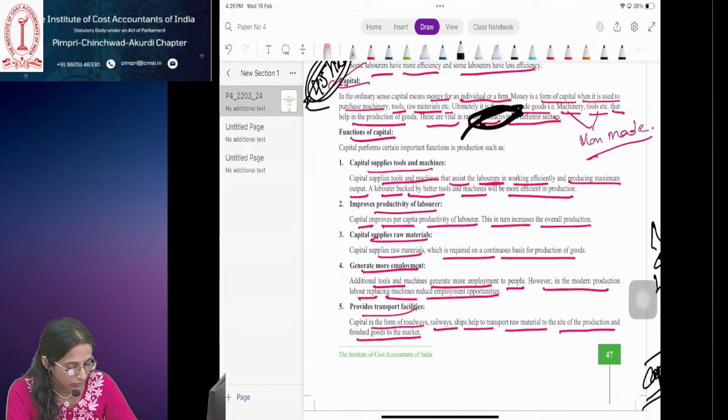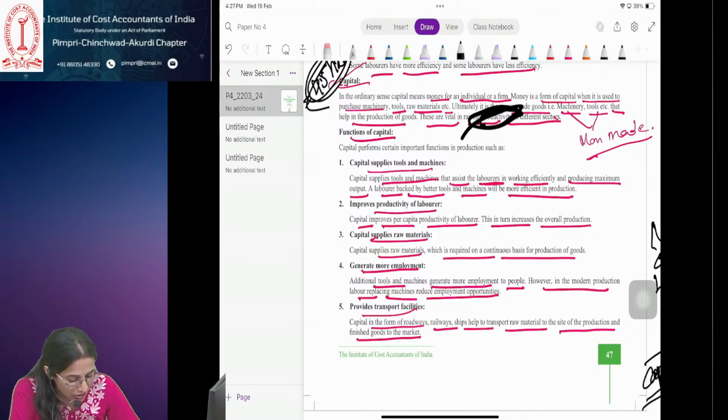Generate more employment. How will capital generate more employment? Without capital, we cannot pay the laborer. When we have more capital, we can bring more labor into the organization for conversion of raw material into finished goods. So when more laborers come, more employment will be generated. What is driving that more employment? Because of capital. If we don't have capital, we cannot bring in more labor. So when more labor is there, more employment is created. So the driving force of that more employment is capital, money.